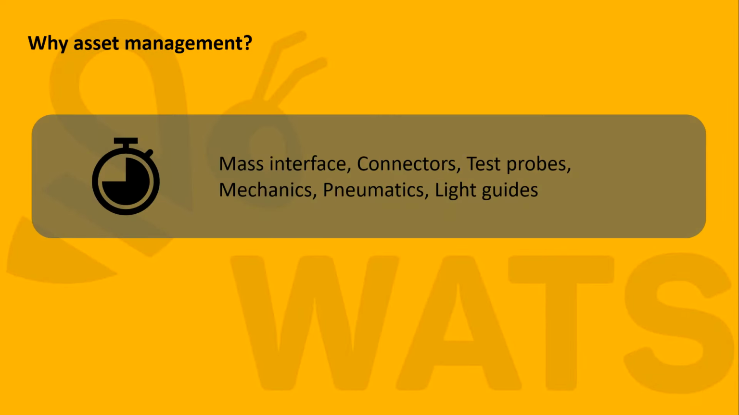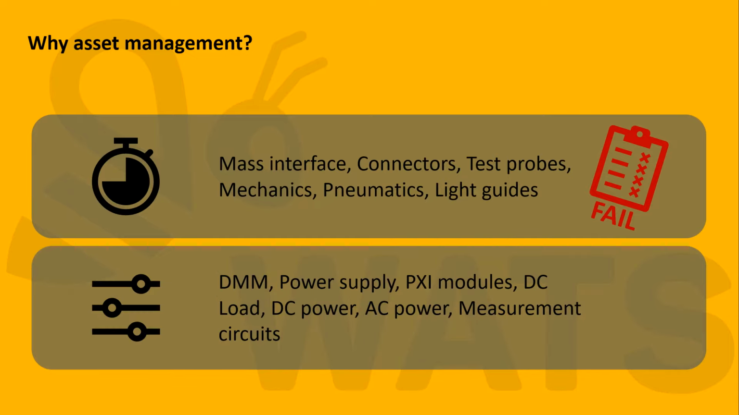Wear in test equipment may affect the test result. Without maintenance, test probes, connectors, and other fixture parts will fail. Electronics and measurement circuits change over time and may affect the test result. Calibration must be done at specific intervals to assure the quality of measurement and prevent failure.